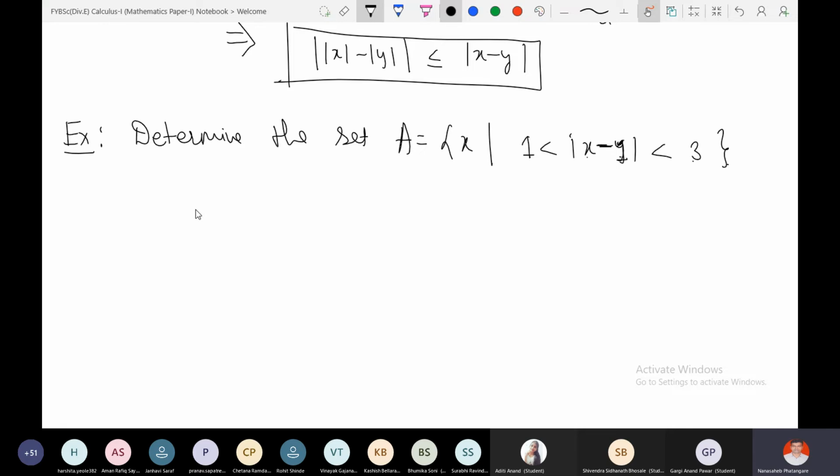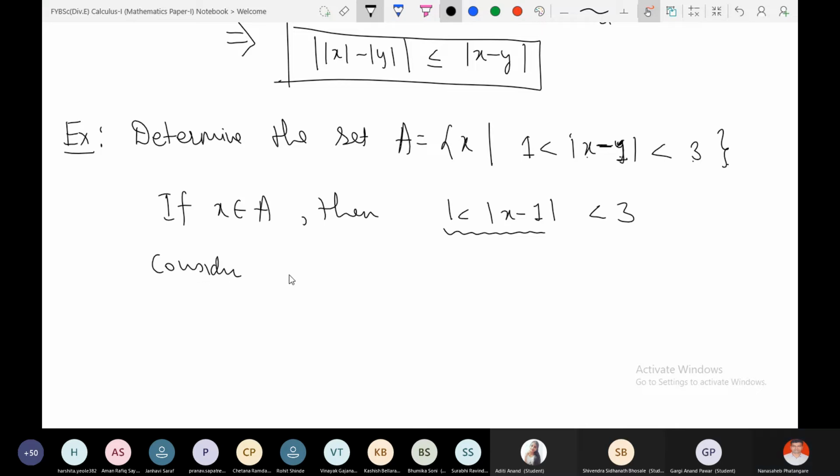So this set is easy for us, right? So what is given? So if a number is in A, then what happens? That number satisfies this inequality. Which inequality? 1 less than absolute value of x minus 1 less than 3. Right. Now let us think about the half part. Now consider 1 less than absolute value of x minus 1. Right. Just consider this half part. So absolute value of x minus 1 is greater than 1.